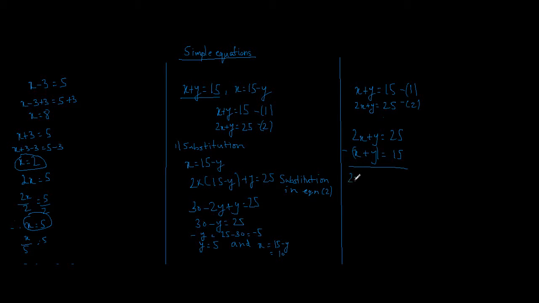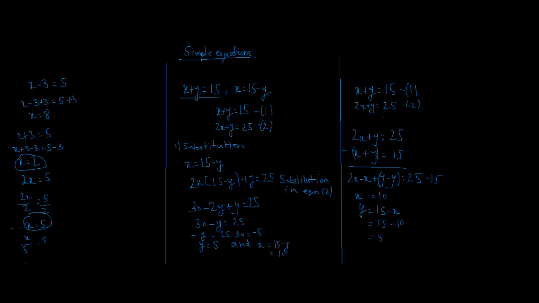will equate to 2x minus x plus y minus y equal to 25 minus 15. Hence, x equal to 10. Now I can obtain y by substituting y equal to 15 minus x from equation 1. As a result, y will be 15 minus 10 equal to 5. So generally we have found the elimination method a more efficient method of solving simultaneous equations.